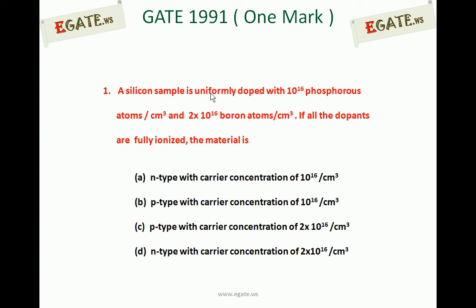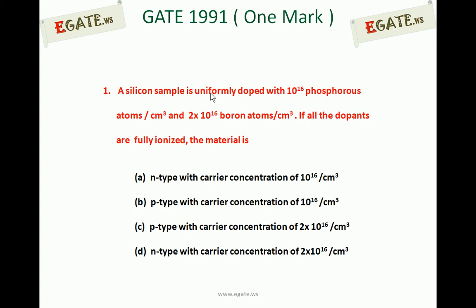A silicon sample is uniformly doped with 10 power 16 phosphorus atoms per centimeter cube and 2 into 10 power 16 boron atoms per centimeter cube. If all the dopants are fully ionized, the material is: A. N-type with carrier concentration of 10 power 16, B. P-type with carrier concentration of 10 power 16, C. P-type with carrier concentration of 2 into 10 power 16, D. N-type with carrier concentration of 2 into 10 power 16.